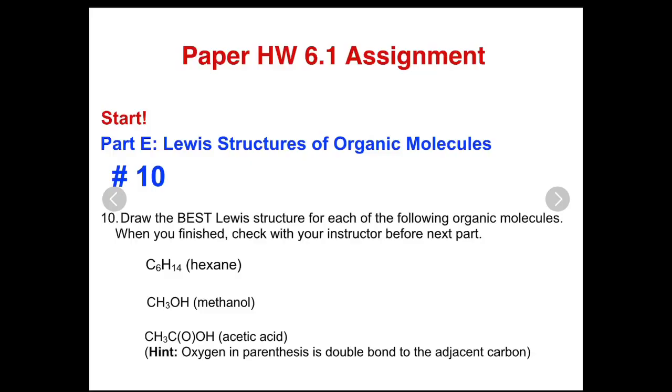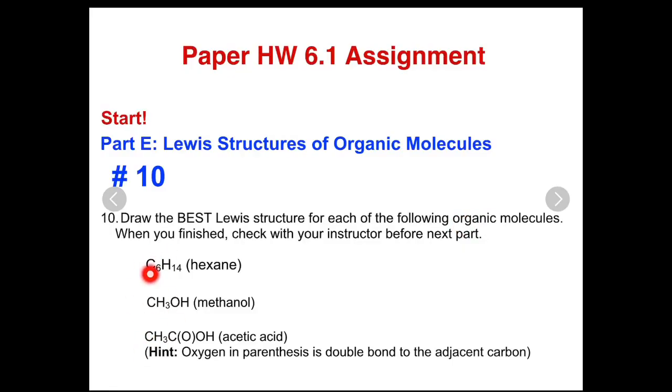Okay, so up until this point, you should be able to start working on chapter 6.1 homework, part E, number 10. Okay, so there are 3 structures that are given to you here. Pretty much note that you have 6 carbons, right? This is the Lewis structure of an organic compound. Again, why is it called an organic compound? Because it contains carbon and hydrogen, right? So these 3 are called organic compounds.